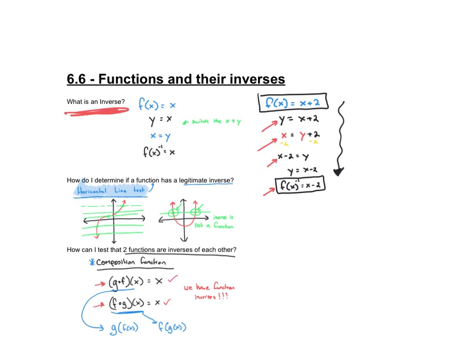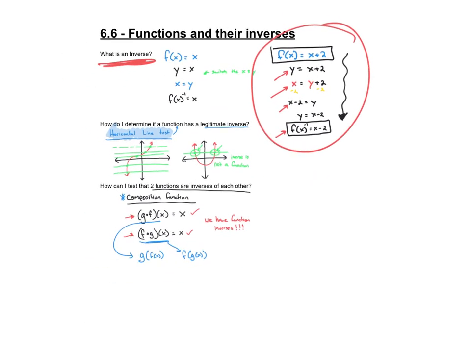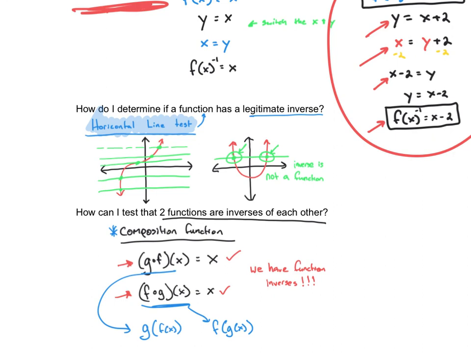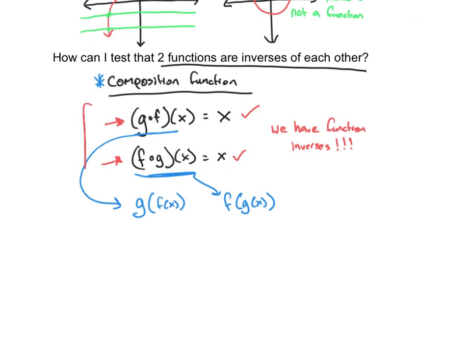What is an inverse? Well, let's figure out how to solve it. Switch x and y and solve. How do you determine this function has a legitimate inverse? It's got to pass the horizontal line test, right? And then composition of functions: as long as f of g of x and g of f of x equal x, we have functions that are inverses of each other.